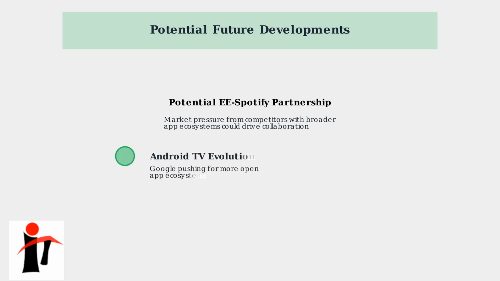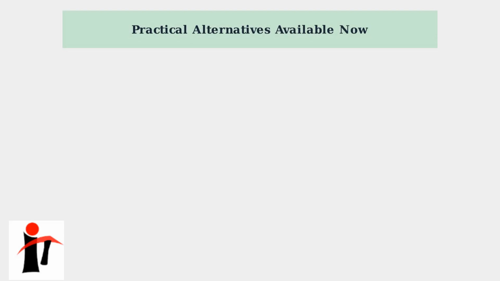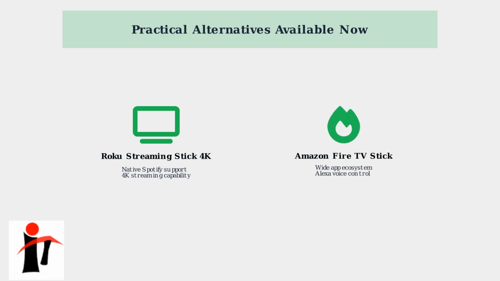Google's push for more open app ecosystems on Android TV could also pave the way for Spotify's eventual availability on EETV boxes. While waiting for these potential developments, there are several practical alternatives you can implement today to get Spotify on your TV. Dedicated streaming devices like the Roku Streaming Stick or Amazon Fire TV Stick offer native Spotify support and can supplement your EETV box perfectly.